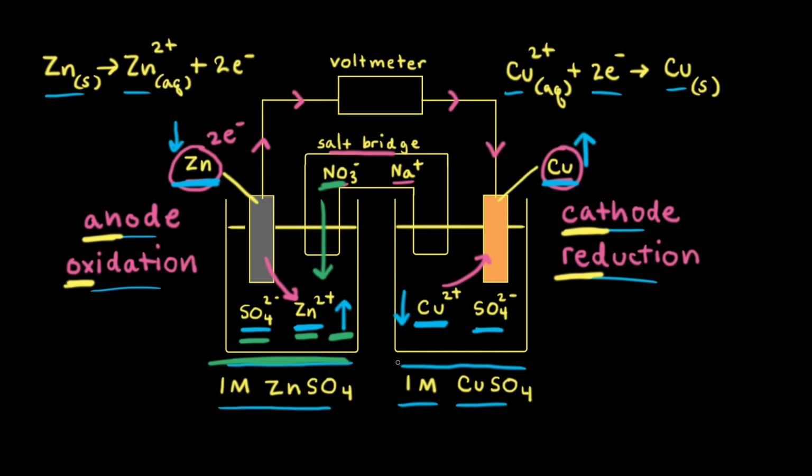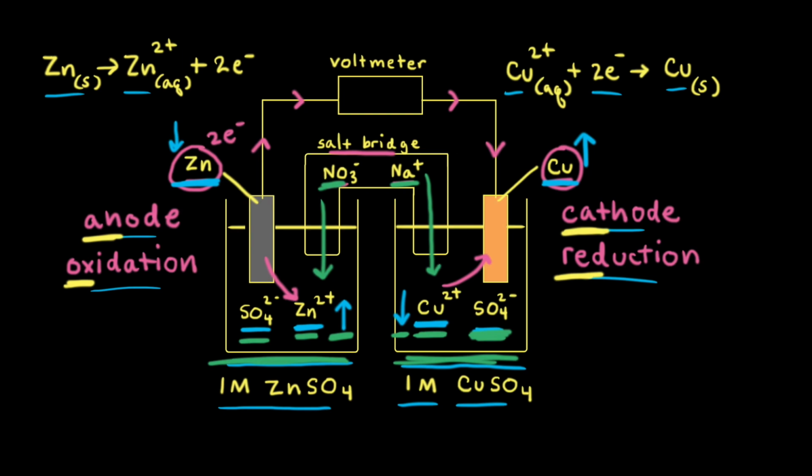Next, let's think about the compartment or the half cell on the right. We started off with equal concentrations of copper 2 plus cation and sulfate anion. However, over time, there's a decrease in copper 2 plus cation. Therefore, there's too much negative charge in this half cell. To balance out the negatively charged sulfate anions, the positively charged ion in the salt bridge, in this case the sodium cation, moves from the salt bridge into the half cell on the right.